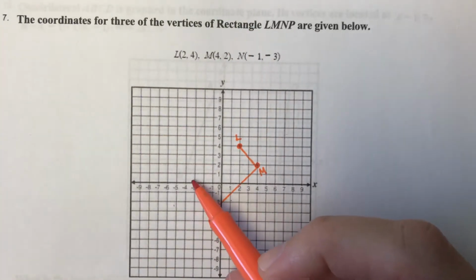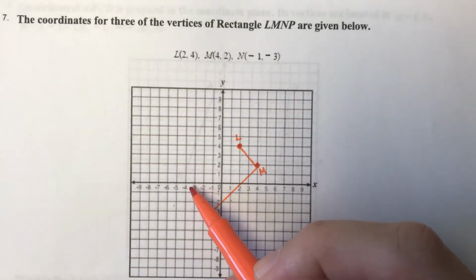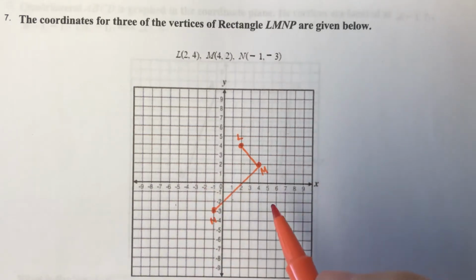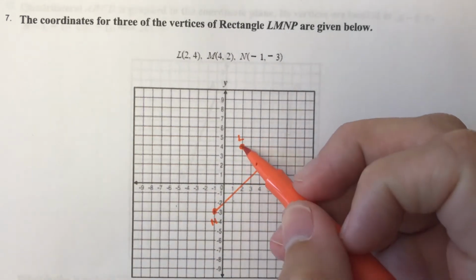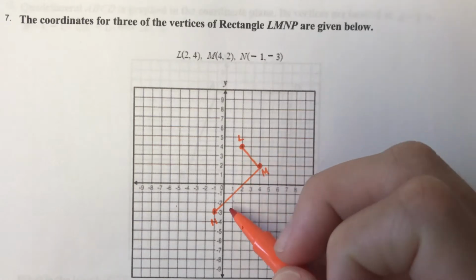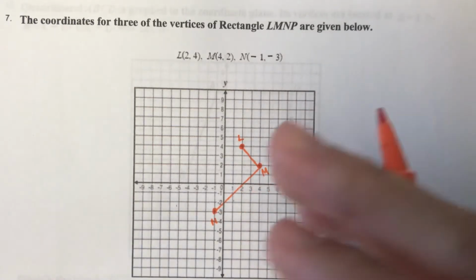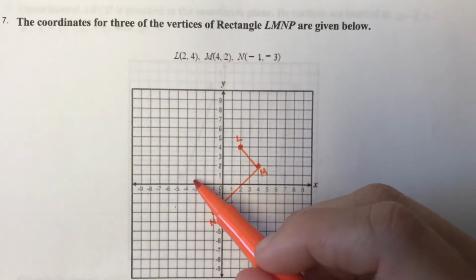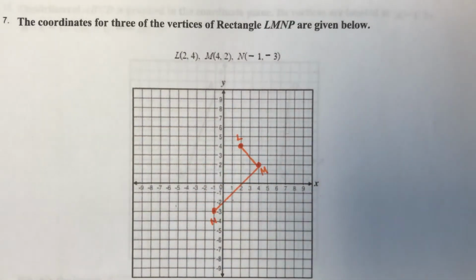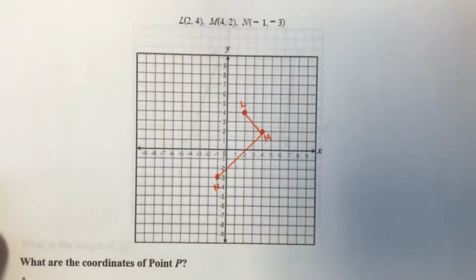So obviously my other corner has to go somewhere in this vicinity. Okay, it can kind of help me out. I can kind of see that this one is about 2 units high. This one, 1, 2, 3, 4, 5, about 5 units long. So somewhere in this area is going to give me my extra point. All right, so I'm going to look at my answer choices.